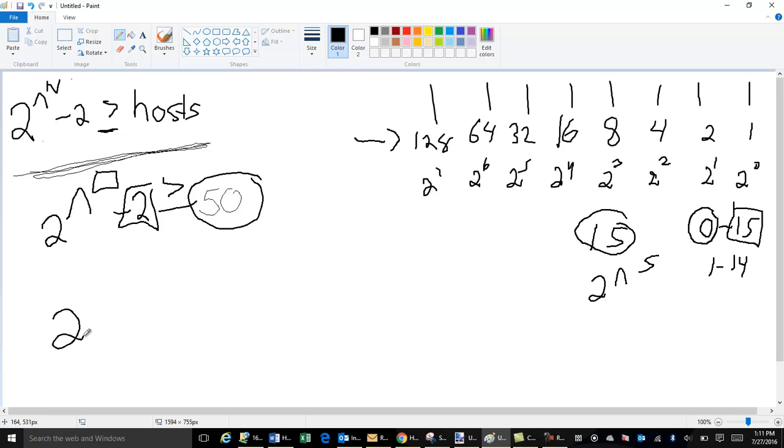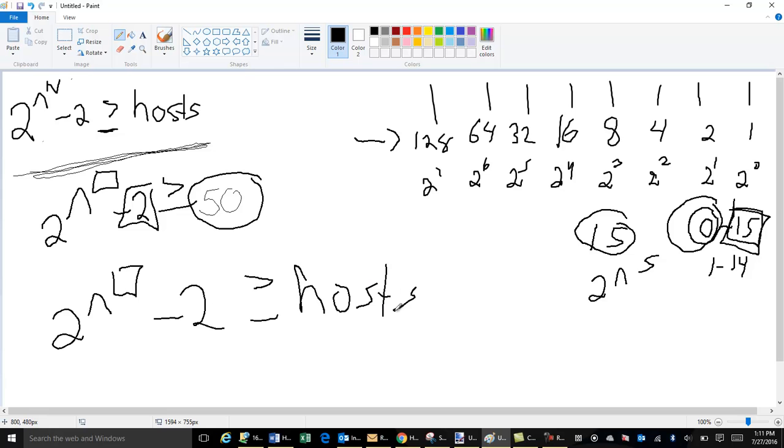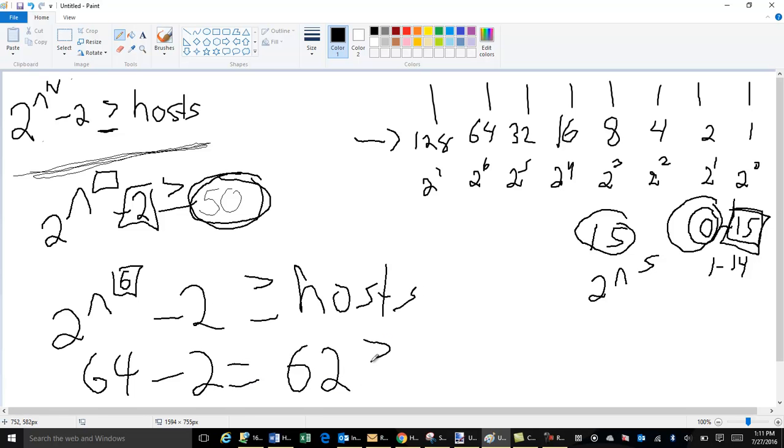So it's 2 to the power, subtract your 2 off of it, because you can't use your network and you can't use your broadcast. That number has to be greater than or equal to the number of hosts. So if I go back to my number of 50 here, 2 to what power for 50? I could choose 2 to the 6th. 2 to the 5th is not enough. 2 to the 5th only gives me 32. So if I choose 2 to the 6th, 2 to the 6th is 64. If I subtract the 2 off of it, that leaves me with 62. And 62 is greater than or equal to my requirement of 50. So that means I can start off with 2 to the 6th for 50.